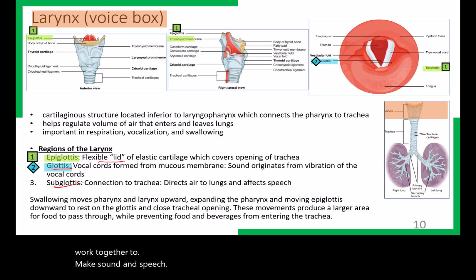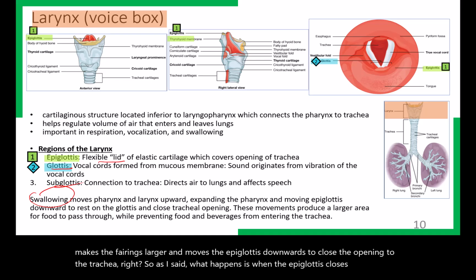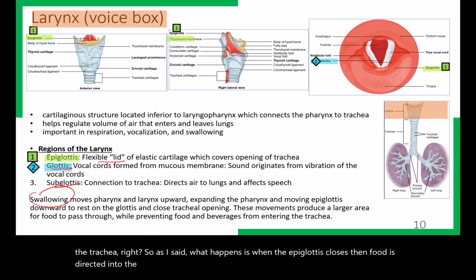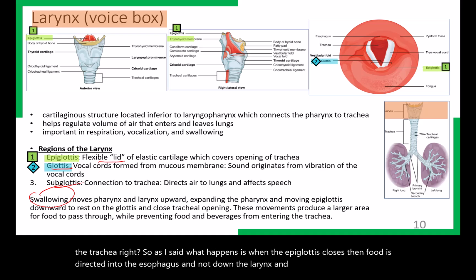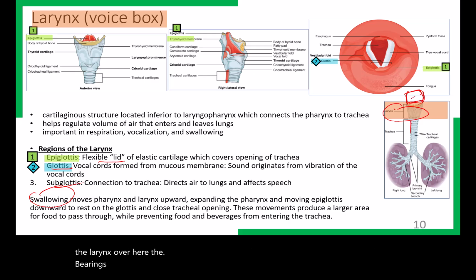So when you look over here, swallowing moves the pharynx and larynx upwards. So it makes the pharynx larger and moves the epiglottis downwards to close the opening to the trachea, right? As I said, when the epiglottis closes, food is directed into the esophagus and not down the larynx and the trachea. So again, this is the larynx over here. The pharynx is superior to it, and then you've got the trachea and the esophagus right behind the trachea.